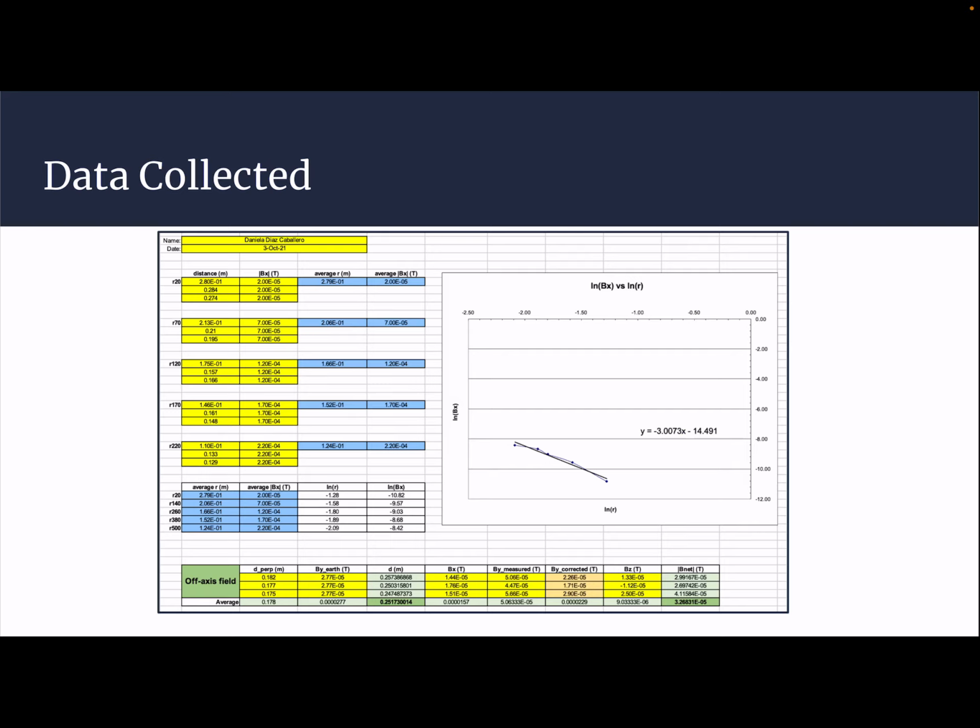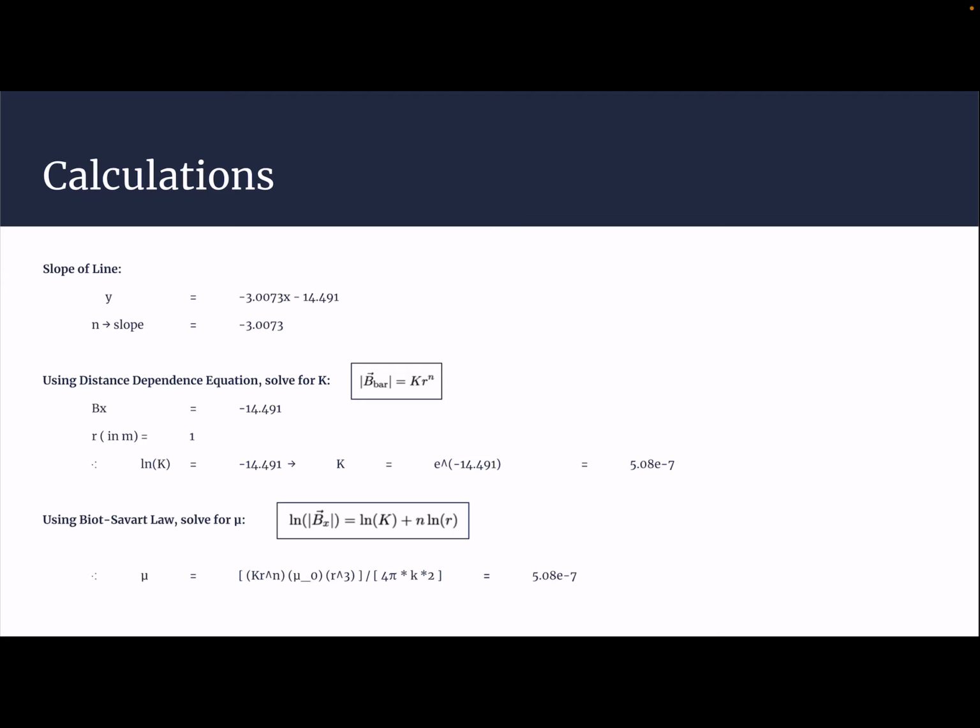Our set of calculations are seen here. Using the slope of the graph and the distance dependence equation, we can calculate the dipole moment of the magnet. From the equation, we get that n equals the slope, which means that n equals negative 3.0073, and that ln of k equals negative 14.491. From this, we can manipulate the equation of B equals k r to the n to solve for the value of k, which ends up being 5.08 e to the negative 7.